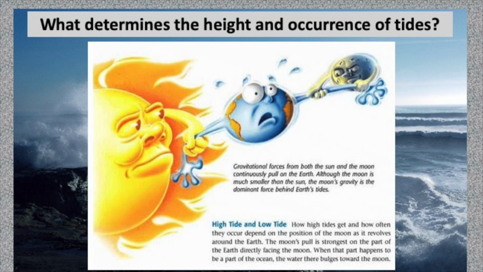What determines the height and occurrence of tides? Gravitational forces from both the sun and the moon continuously pull on the Earth. Although the moon is much smaller than the sun, the moon's gravity is the dominant force behind Earth's tides. How high tides get and how often they occur depend on the position of the moon as it revolves around the Earth. The moon's pull is strongest on the part of the Earth directly facing the moon. When that part happens to be a part of the ocean, the water there bulges toward the moon.